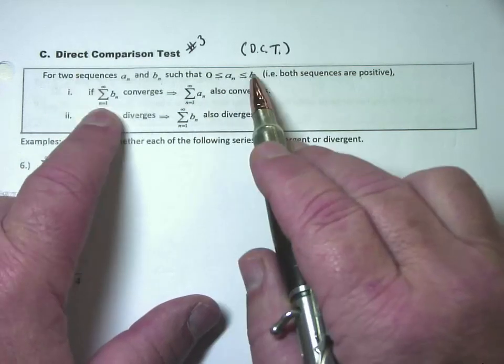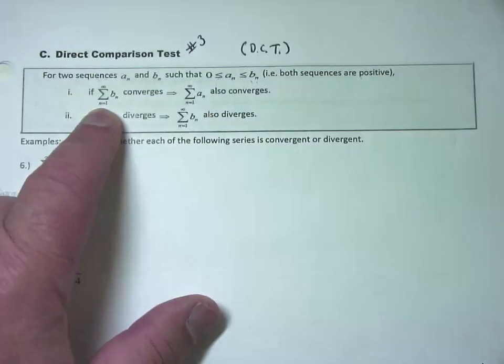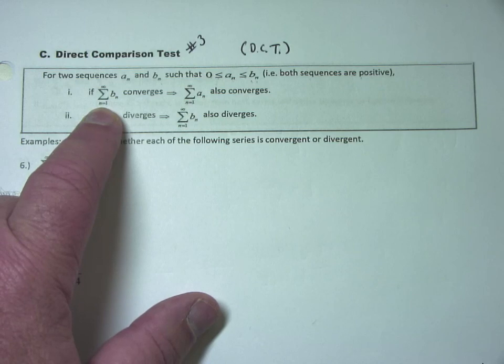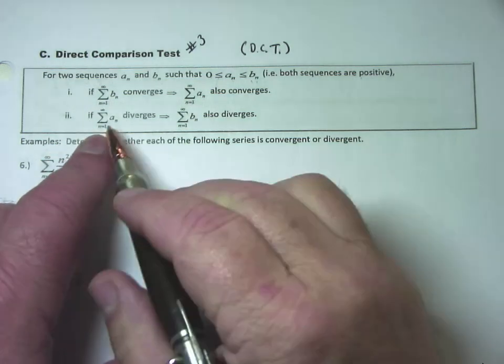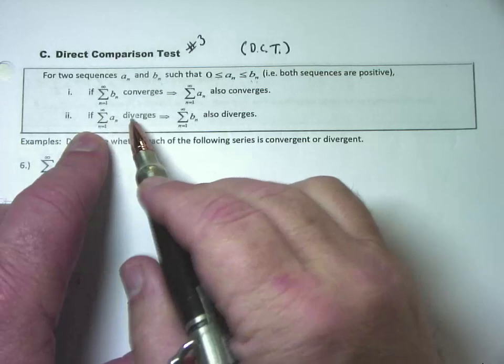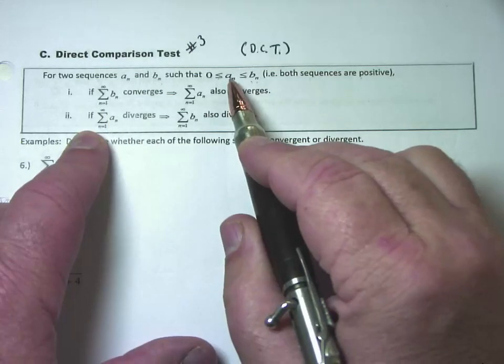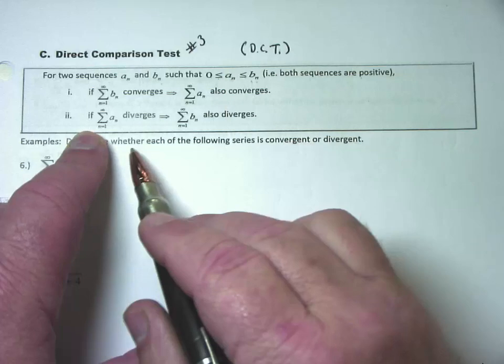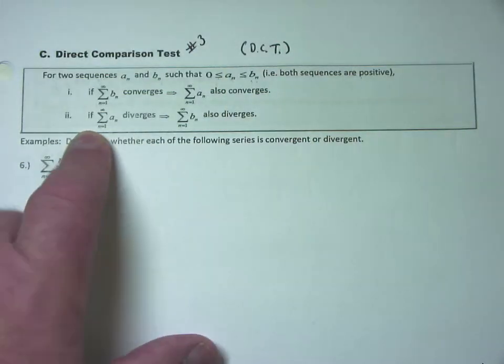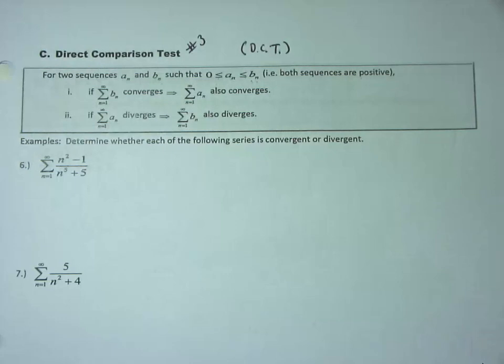This is a comparison test, but with the converging, I have to have the guy on top converge. Anybody on top that converges, anybody below him is going to converge. But if I flip it, if the sum as n goes from 1 to infinity of AN diverges, if the guy on the bottom, AN, is a series that I know diverges, that will imply anybody above him, the sum as n goes from 1 to infinity of BN, will also diverge. So if the guy on top converges, anybody below him converges. If the guy on the bottom diverges, anybody above him is going to diverge. If you're sitting on top of something that blows up, you blow up too.